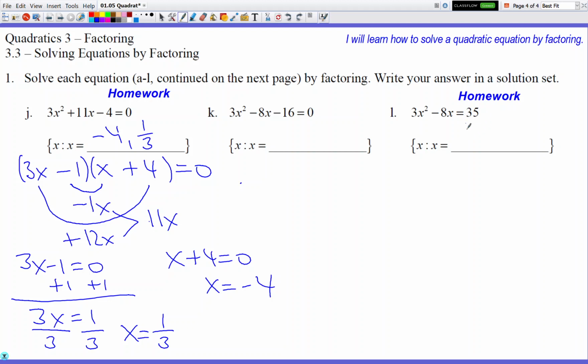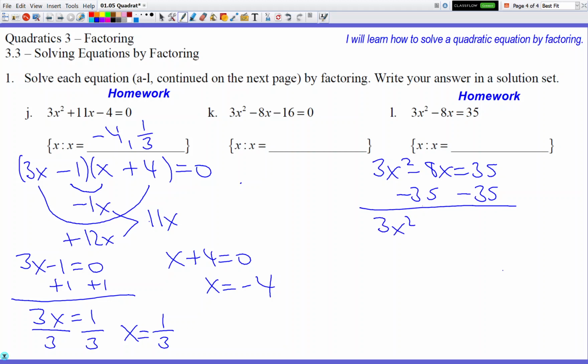So how do I move this 35 so that it goes to the left side? Well, hopefully you say just subtract 35 on both sides. And if you said that, then you're perfectly correct. All we're going to do is subtract 35 on both sides. And when I do that, we get 3x squared.